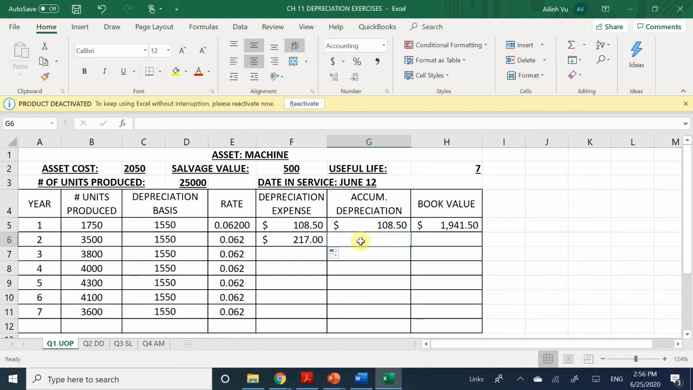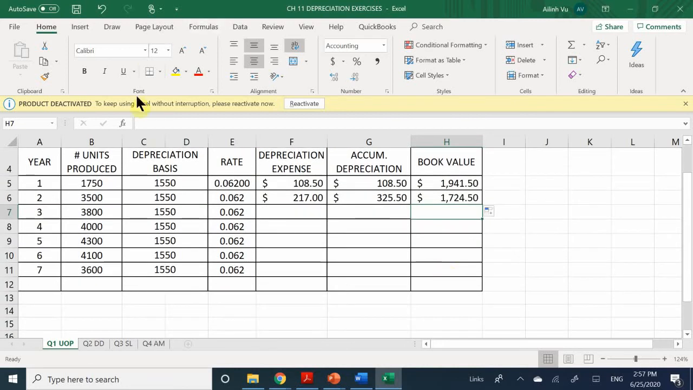Okay. Plus 108.50 equals 325.50. Okay, and then 2,050 minus 325.50, I get 1724.50. Perfect. All right. Okay, good. All right, let's solve for the third year.